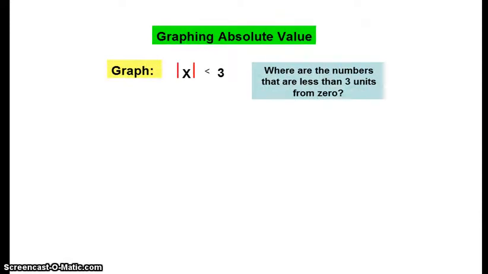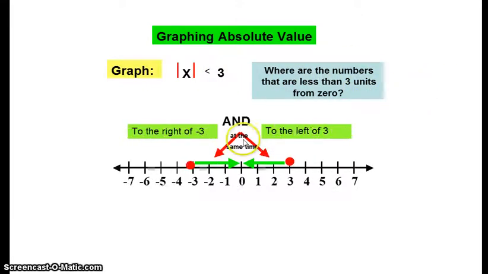When I see something like this, absolute value of x is less than 3, what kind of numbers are those? And where are the numbers that are less than 3 units from 0? What numbers can I throw in here that, when I take the absolute value of them, end up being less than 3? Those would be numbers like negative 2, negative 1, 0, 1, 2. I could not put in a negative 4. Negative 4 itself is less than 3, but if I take its absolute value, it becomes positive 4. That is not less than 3.